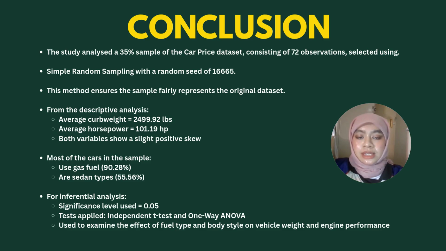For conclusion, this study analyzed a 30% sample of the car price dataset consisting of 72 observations using simple random sampling with a random seed of 1,665. This method ensured that the sample fairly represented the original dataset. From the descriptive analysis, the average curb weight was 2,499.92 pounds and the average horsepower was 101.19 horsepower. Both variables showed a slight positive skew.